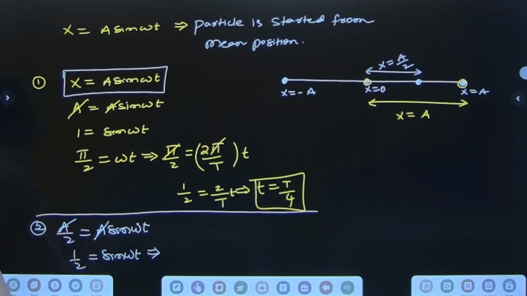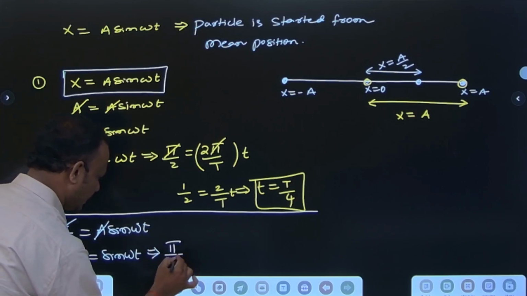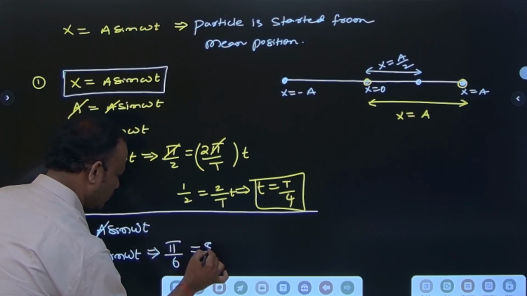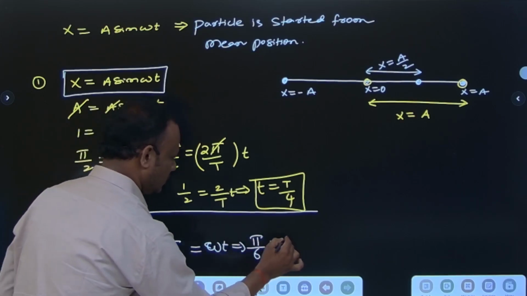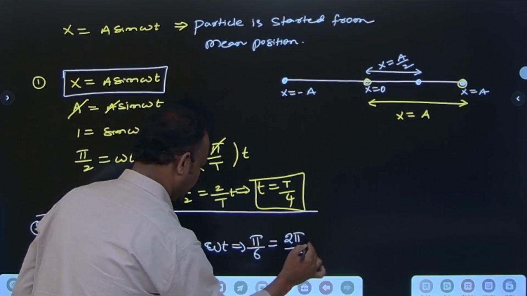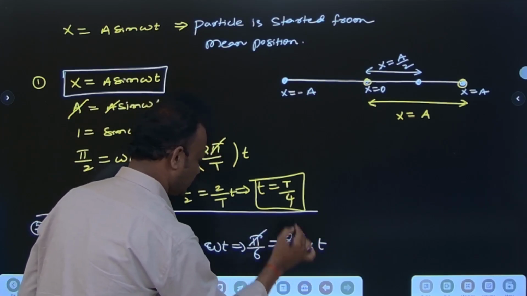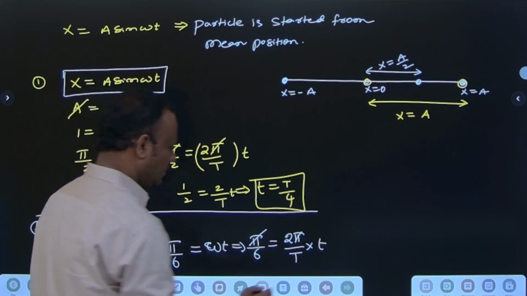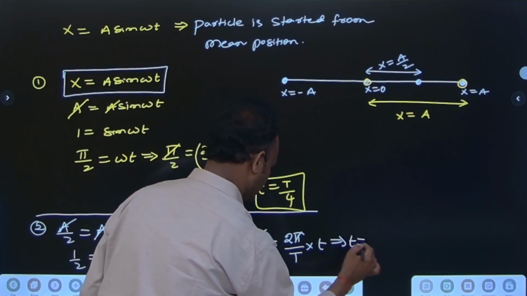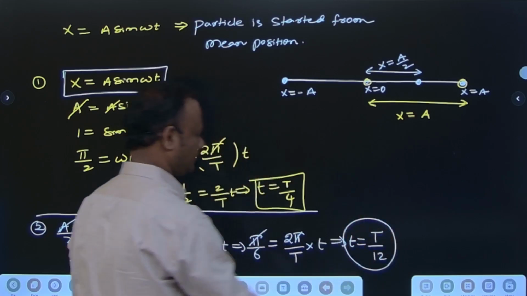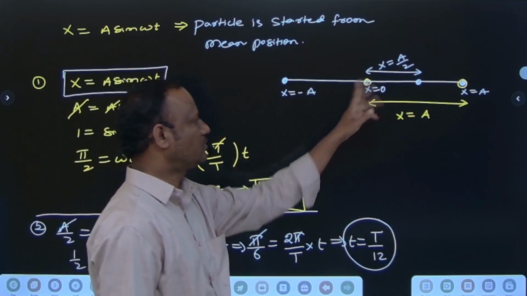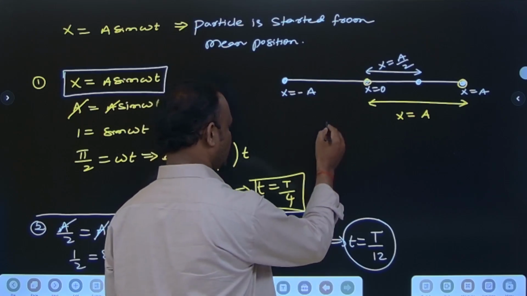In the sine table, where is 1 by 2? At 30 degrees, which means pi by 6. So pi by 6 is equal to omega t. Omega means 2 pi by T, into t. Pi and pi cancel. So then small t is equal to T by 12 is the relation. The time taken from here to here is T by 12.